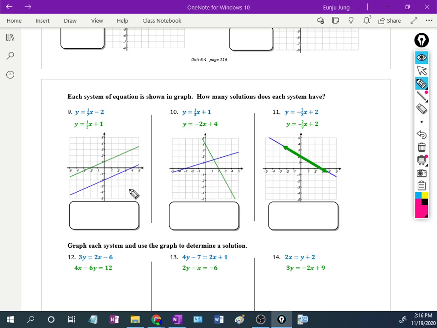What is the number of the solutions? Nothing. So there is no solution. So we have 0 solutions, right? You can write no solution, or you can just put 0. That's fine. Number 10, 2 lines meet at one location. How many solutions do we have? 1 solution, right? 11, 2 lines are overlapped because equations are the same, okay? How many solutions do we have?